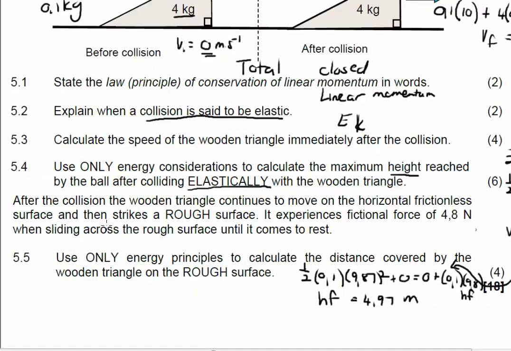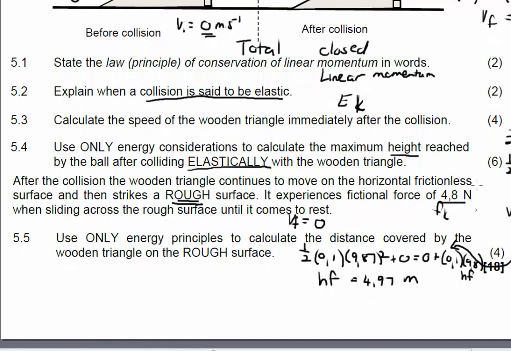The last question here: after the collision, the wooden triangle continues to move on the horizontal frictionless surface and then strikes a rough surface, which means now we will have friction. It experiences a frictional force of 4,8 Newton, so this is our frictional force when sliding across the rough surface until it comes to rest, which means our final velocity here is going to be equal to 0. It says use only energy principles to calculate the distance covered by the wooden triangle on the rough surface. So what we are going to calculate here will be our distance covered, so change in x.